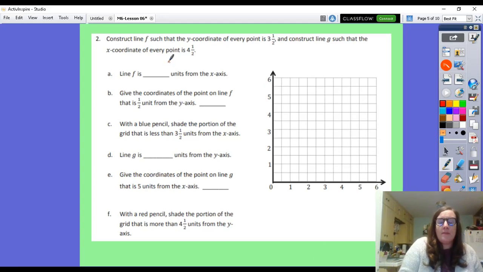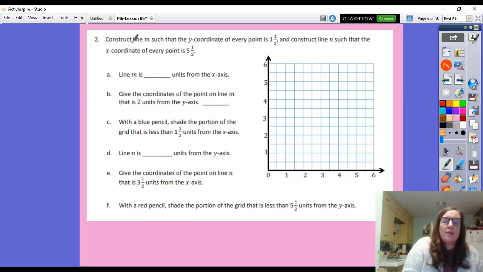So for problem 2, again, we have all of that text, so just take it piece by piece, so that way it doesn't seem so daunting. I'm going to model the homework for number 2. So we're going to construct a line, not a line segment. So the line continues going throughout the whole coordinate grid, line M, so that the y coordinate of every point is 1.5. So I've got to look down here. It's split into halves. So 1.5 for the y coordinate. Here's my y coordinates. 1.5 is going to continue on there. And that's line M.